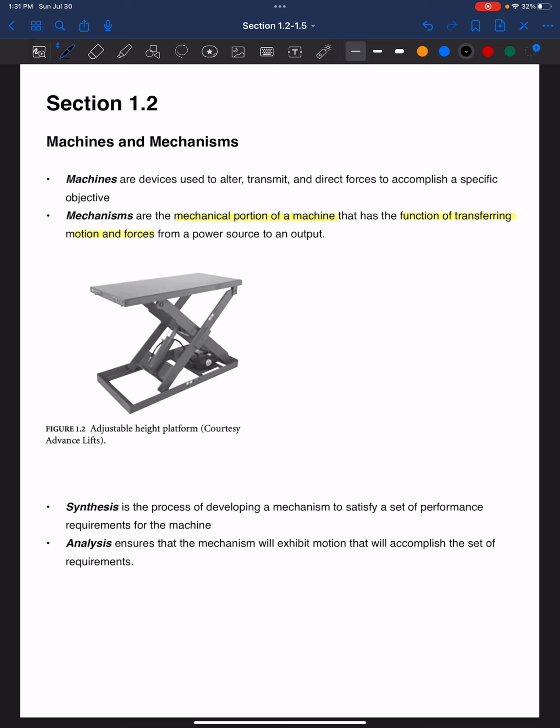Okay, so if we want to look at this height platform, what we can say is the entire device is the machine, and we can say that the mechanism is just the rigid parts that actually produce the motion.